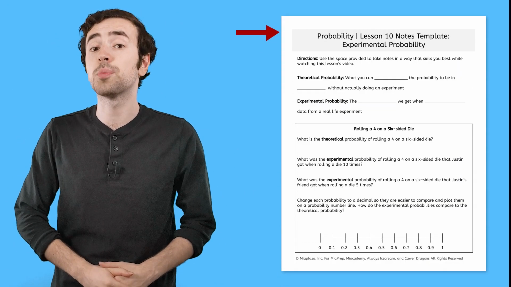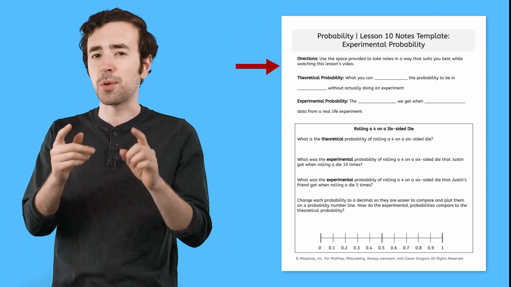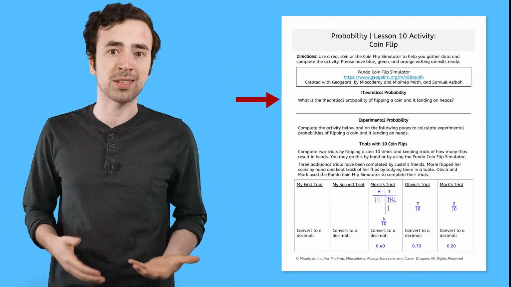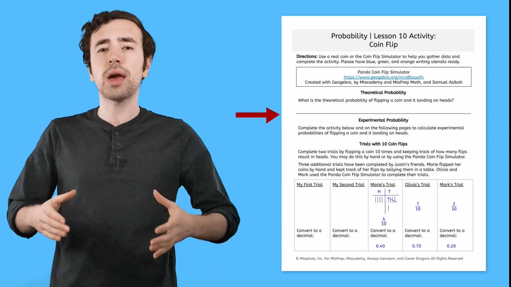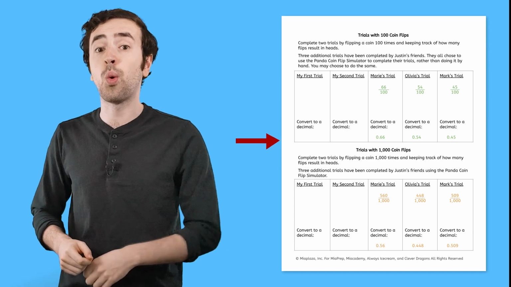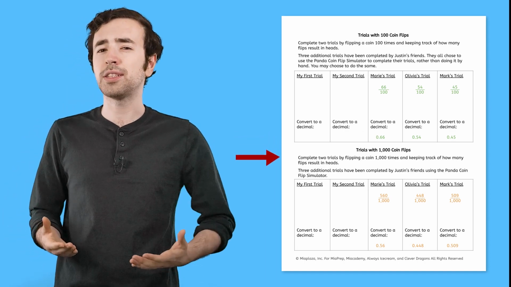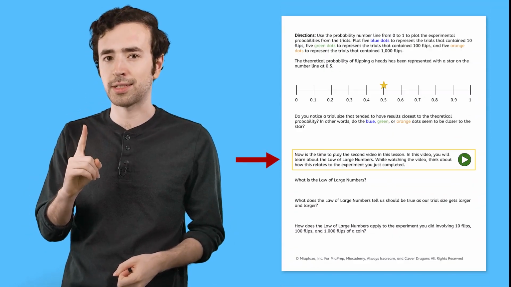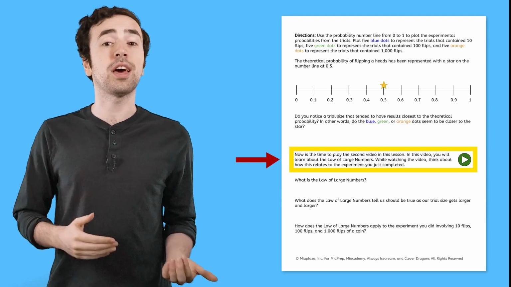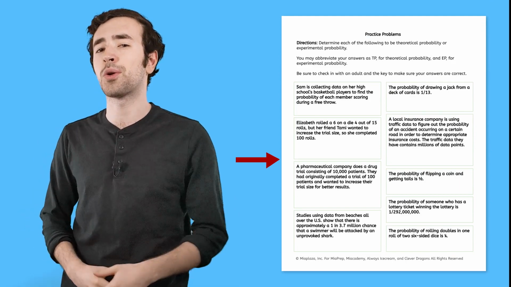In your PDF, there will be an activity for you to complete, where you'll get to conduct your own experiments and then compare the experimental probabilities that you get with the theoretical probabilities for those things. Once you get most of the way through your activity, there will be a prompt for you to watch the next video in this lesson. In that video, I'm going to teach you about one more important concept known as the law of large numbers. So be sure to watch that video after you've completed all of your experiments so that you get the information you need to complete your activity.